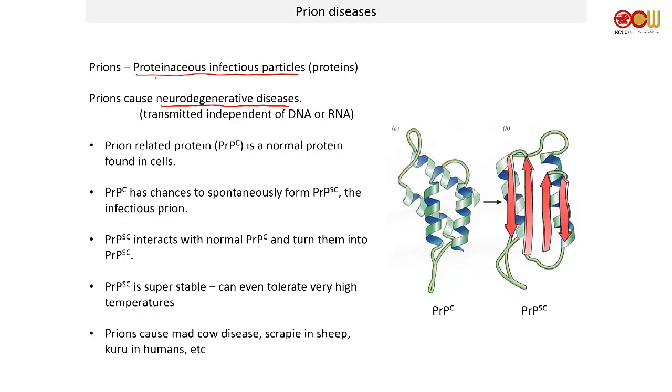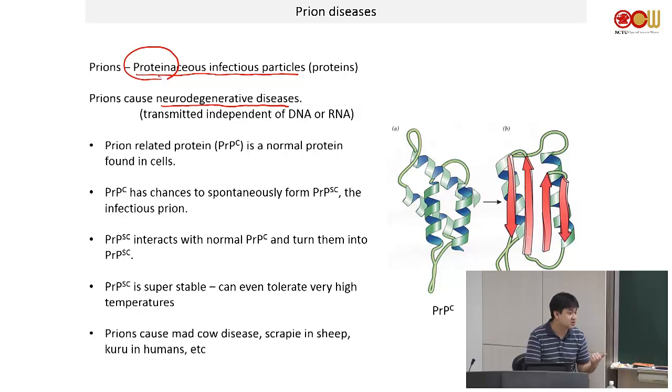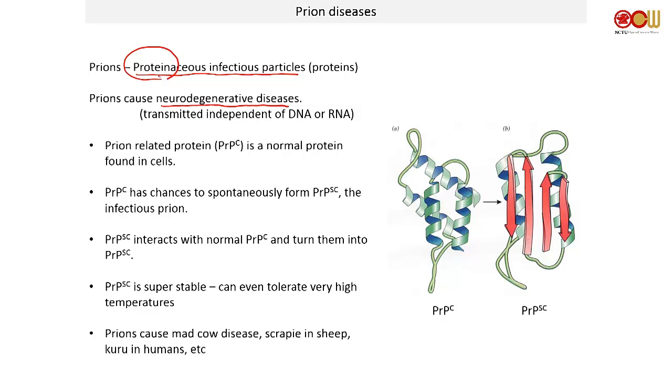Prions, okay, they are essentially proteins. This was actually a very difficult thing for science because we know that DNA is infectious, like bacterial infection, viral infection. So we know that DNA, RNA could be infectious. We didn't know that proteins could be infectious as well, until we saw that we have these prion diseases.